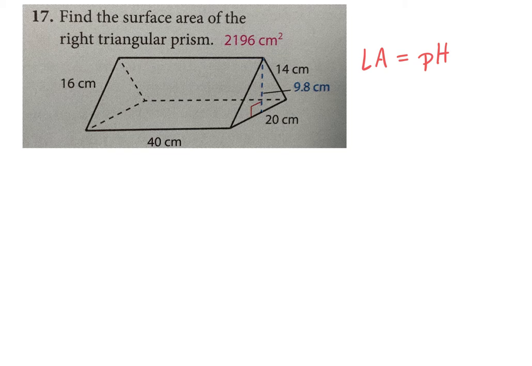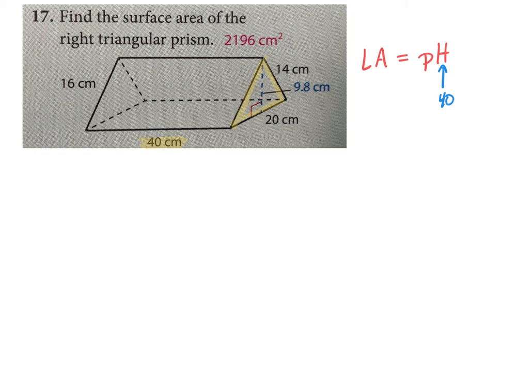So you have to first figure out what your base is. Well, your base here is this triangle. This is your base. And the distance between the two bases is going to be this 40 centimeters. So that's actually going to be what your height is that you're going to use here. That's 40. So the only other thing we need for lateral area is the perimeter.